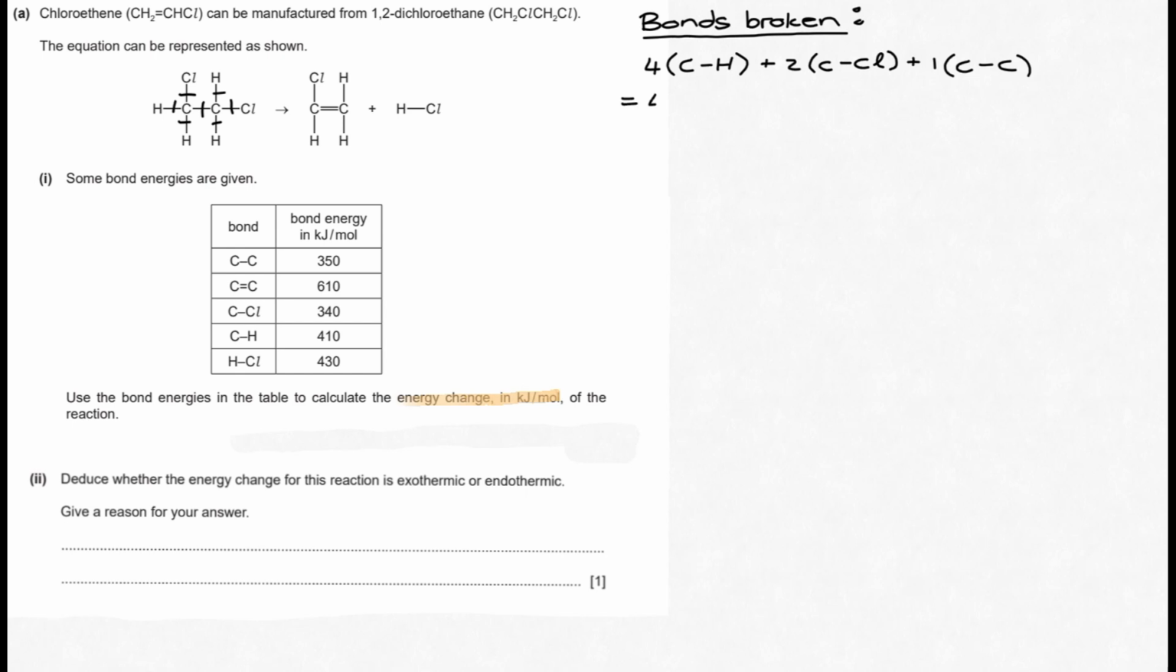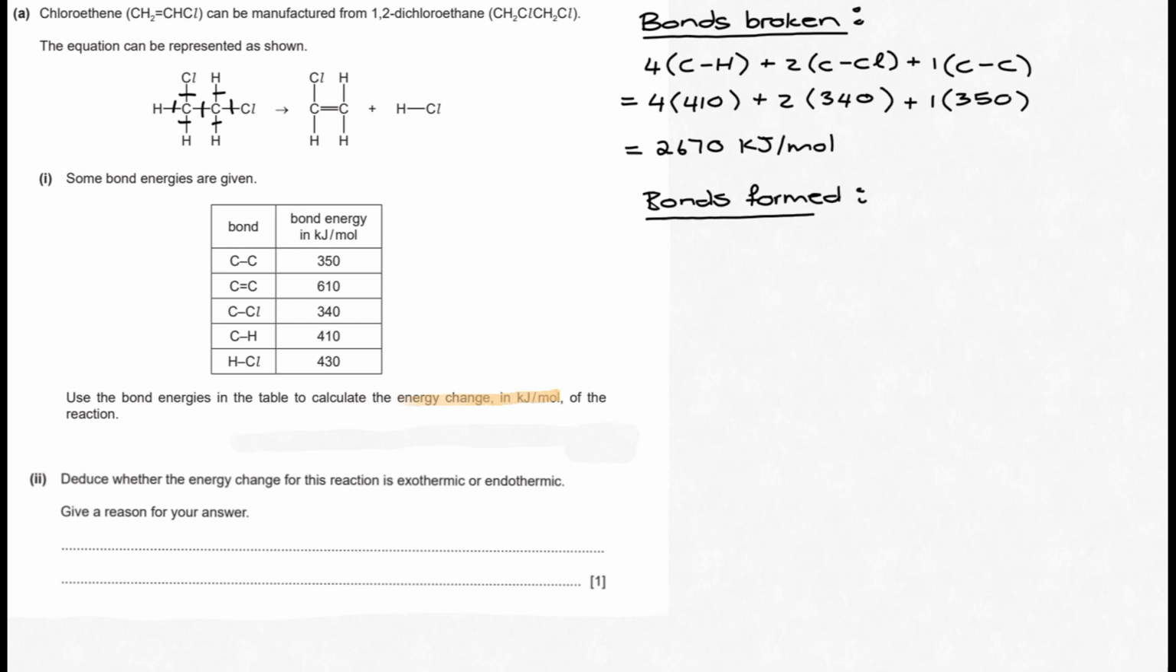So if I go to my table, I can see a carbon-hydrogen bond has a value of 410 kilojoules per mole, so I'll have to multiply this by 4. My carbon-chlorine bond has a value of 340 kilojoules per mole, and I'll have to multiply this by 2. And then my carbon-carbon bond has a value of 350. If I add all of this together, I get a total of 2,670 kilojoules per mole.